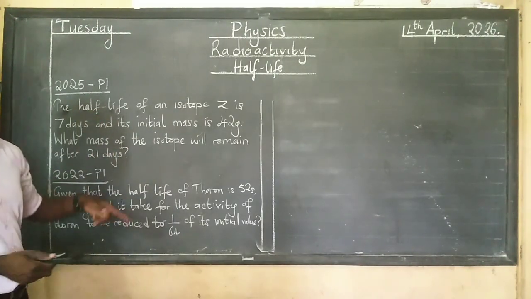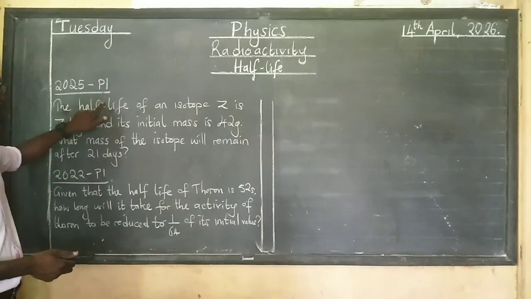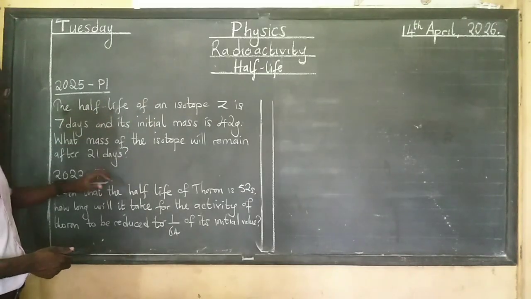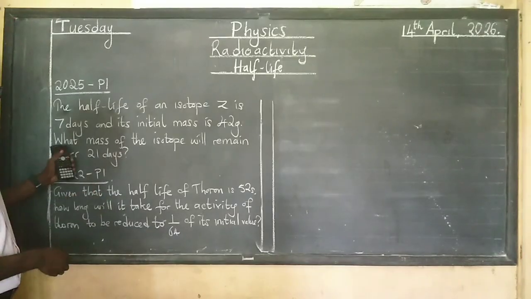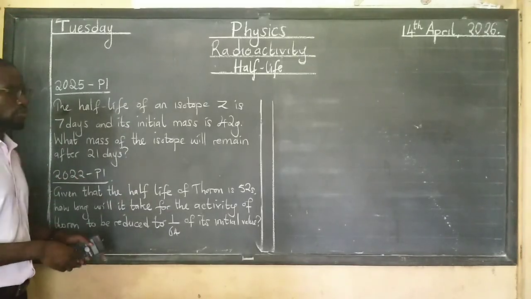Now 2025 paper 1. The first one I solved was GCE, now this one is internal. The half-life of an isotope Z is 7 days, and its initial mass is 42 grams. What mass of the isotope will remain after 21 days?